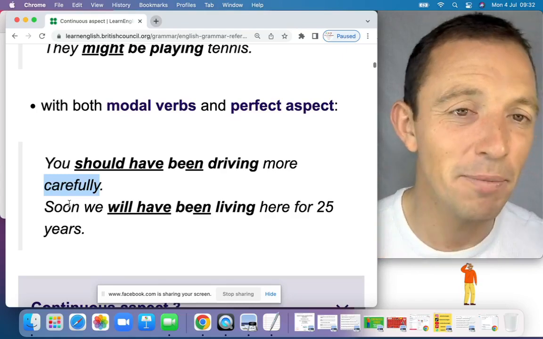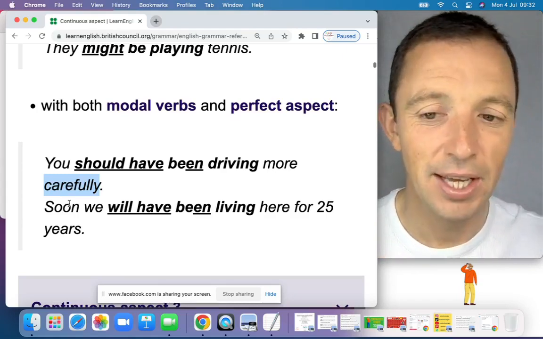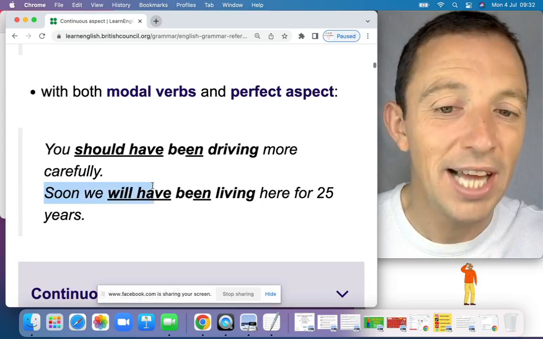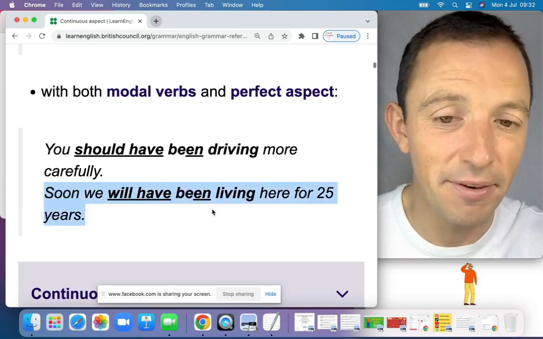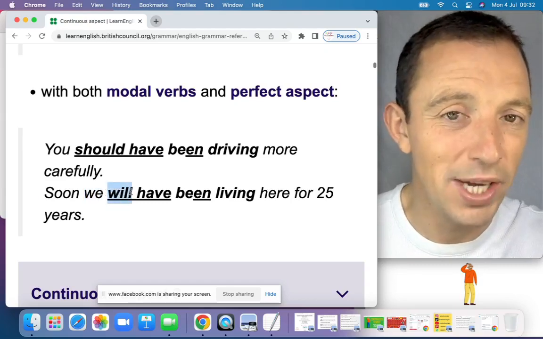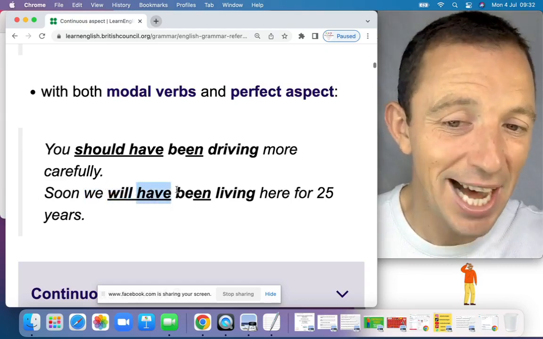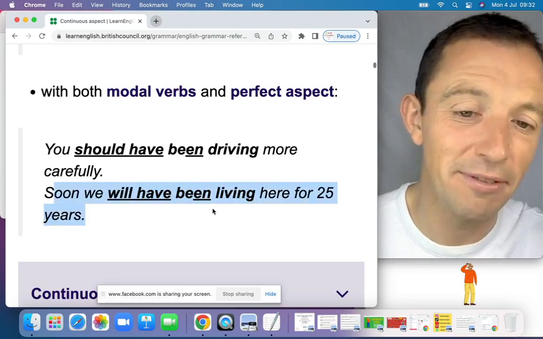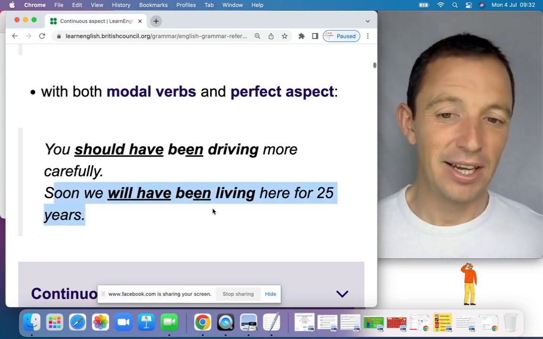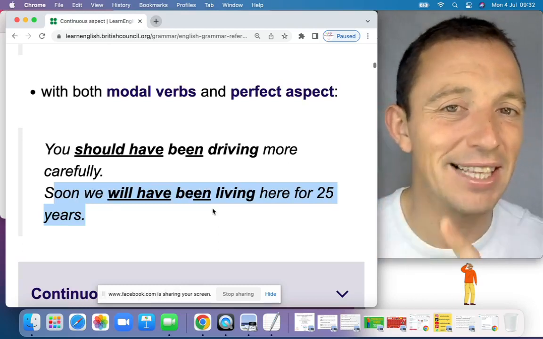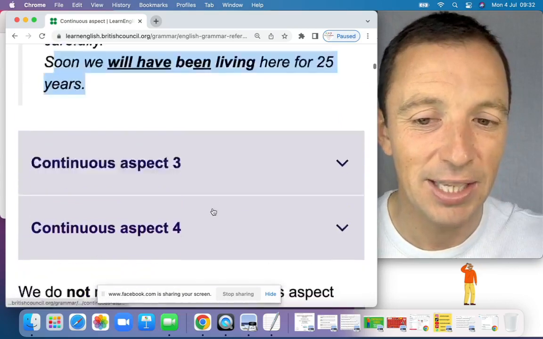Comparative, adverb: more carefully. The final example: soon we will have been living here for 25 years. So the subject is we, the modal is will, the perfect is have been, and the continuous is living. So, soon we will have been living here for 25 years. Very interesting structures with the modal, the perfect, and the continuous aspect.